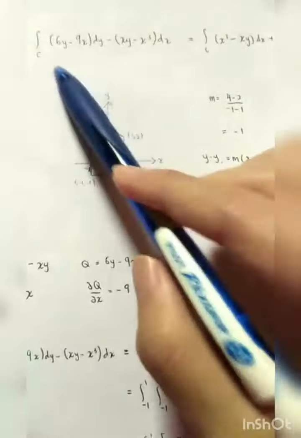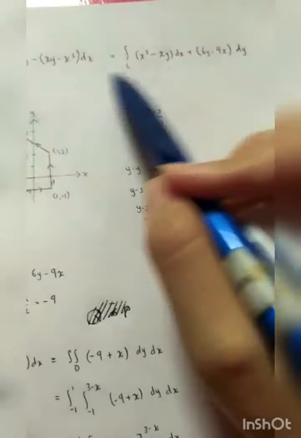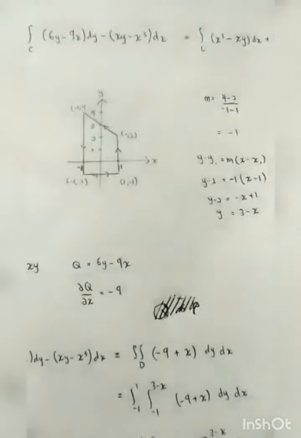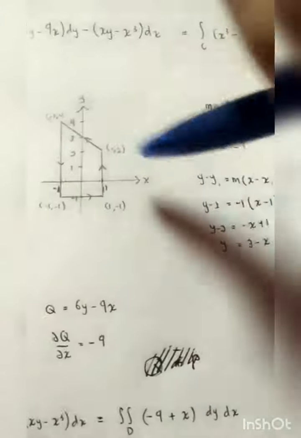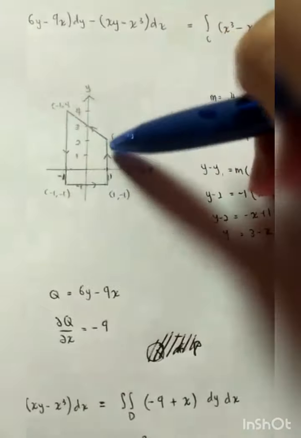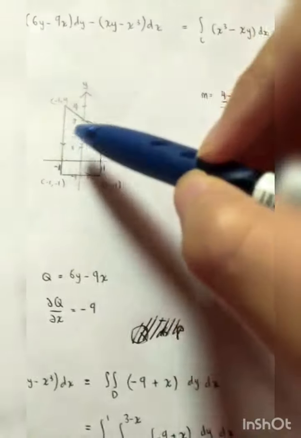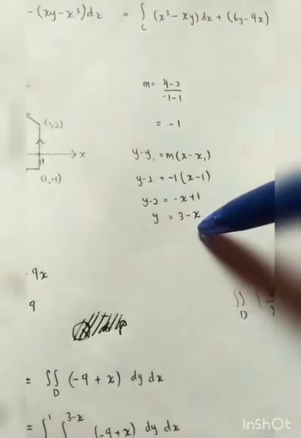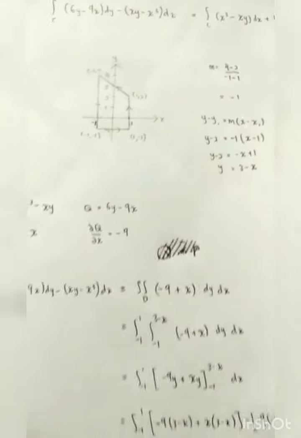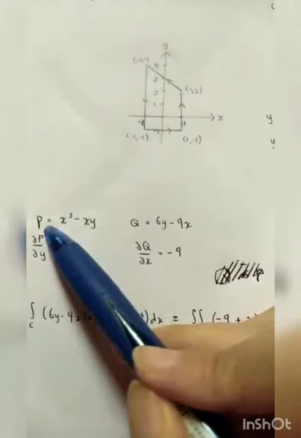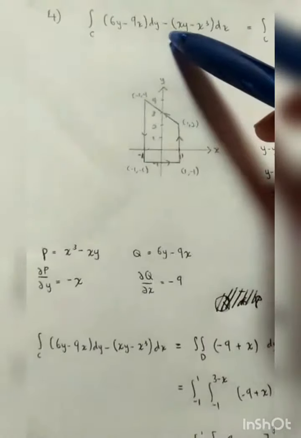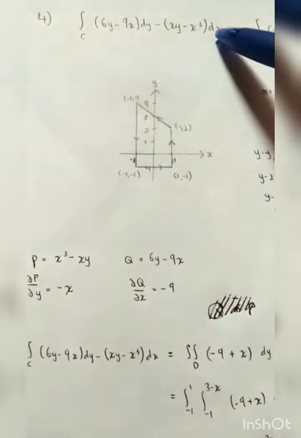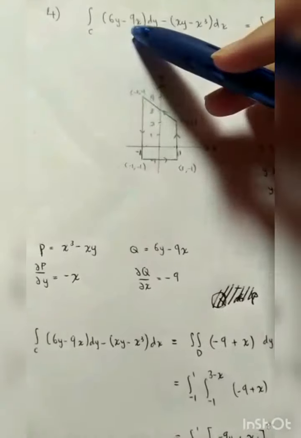So first I rearrange this function into this just to make it easier for me to understand. If you look at the diagram, it is like this. So I need to find for this one. So I use a slope formula to find this part, and I will get y equals 3 minus x. After that, I need to find p and q. So I get this value from the initial function. P, I get it from dx, and q, I get it from dy.